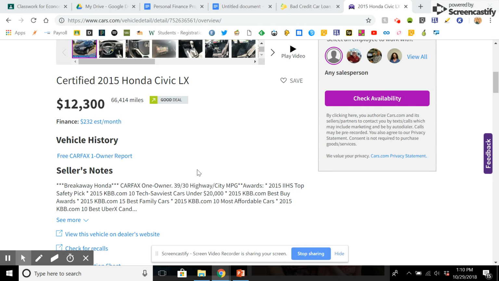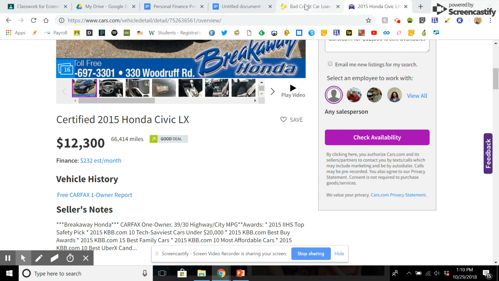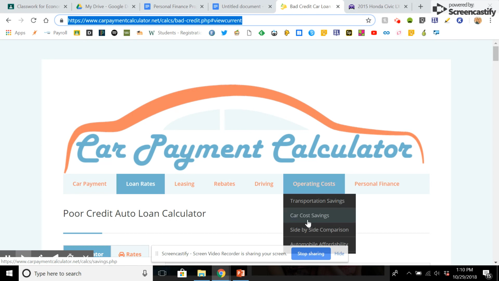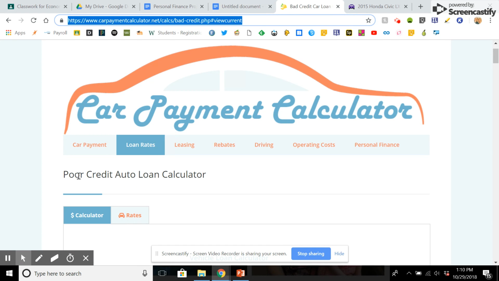Okay, so this is the price. So what I do now is I open up that link that's on the personal finance project rubric, and I come to this car payment calculator. And what I'm going to use is this poor credit auto loan calculator.